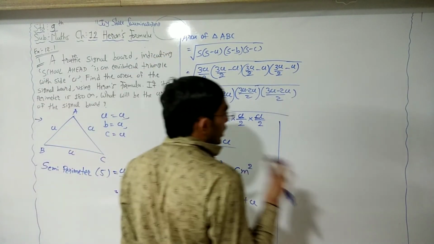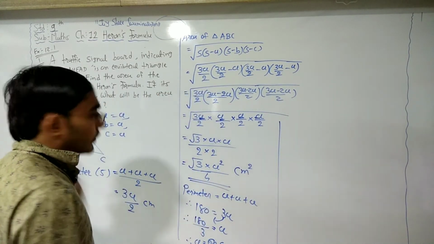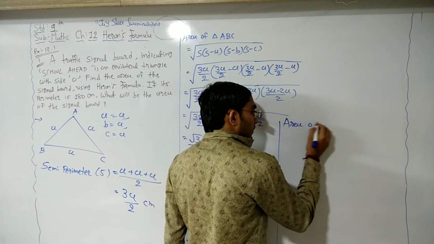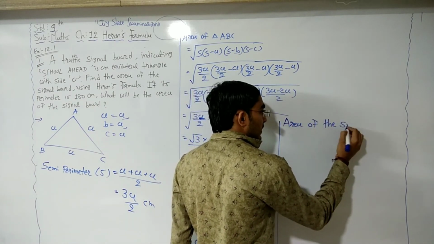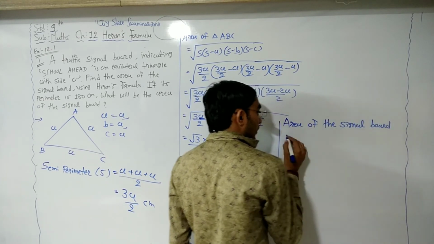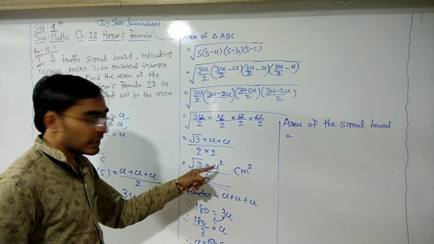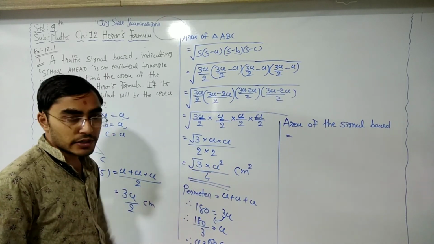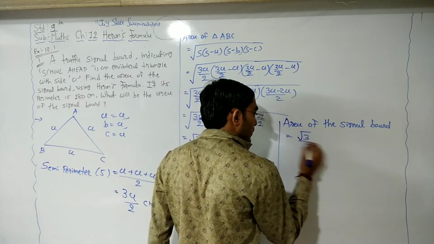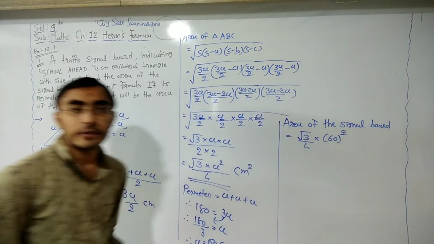So now write down area of triangle ABC. Otherwise we can also write area of the signal board. So area of the signal board is equals to, what is the formula? Under root 3 by 4 a square. Now put the value of a here. Put value of a is equals to 60 here. So under root 3 by 4, in place of a 60 all square.